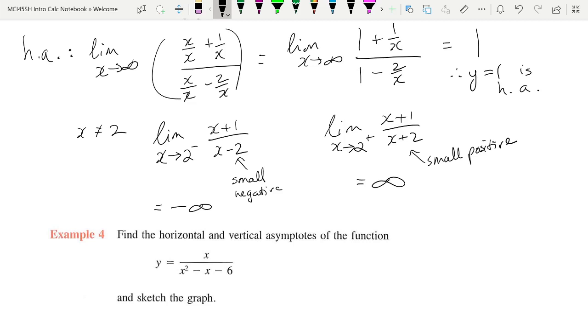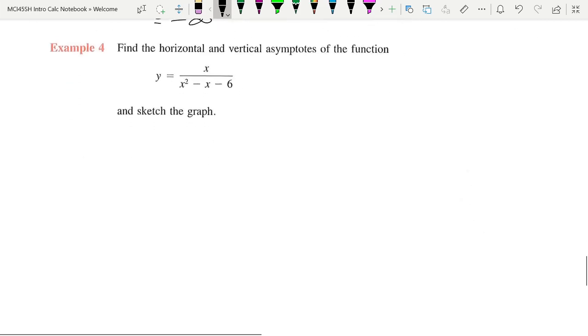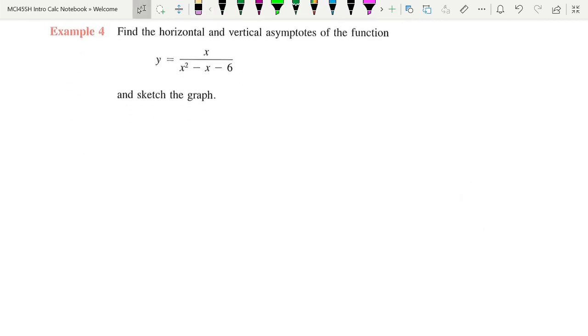Okay, I'm just going to finish off a couple more examples here, and then you guys who are on your prep can go. Find the horizontal and vertical asymptotes of this function.